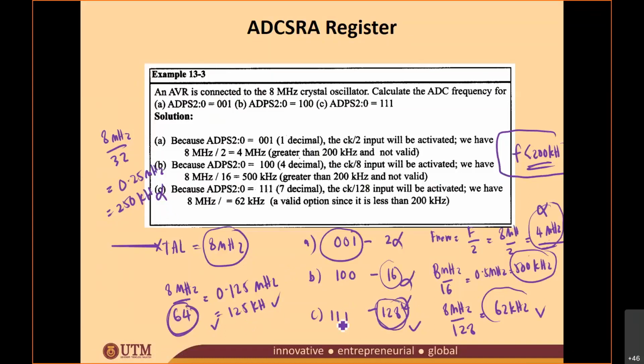For example, the question asks you to use the optimum prescaler. Which one are you going to use? Is it 64 or 128? Which one are you going to select for the optimum prescaler? Is it 64 or 128? Because from this calculation, you know that both are lower than 200 kilohertz. So which one are you going to choose as the optimum prescaler? You need to choose 64, because this is the optimum prescaler.